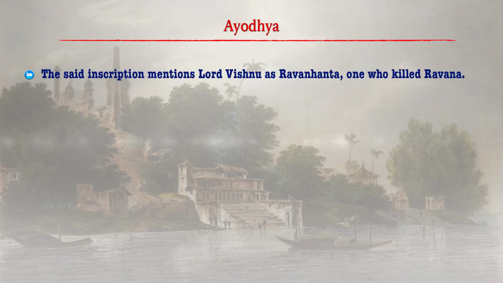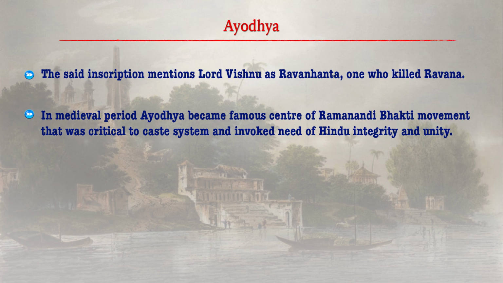Again, I will remind you that Ayodhya has been excavated, and especially the area around the structure earlier called Babri Masjid was excavated, which has yielded a great number of materials. The said inscription of the period of Govind Chandra Gahadwal mentions Lord Vishnu as Ravan Hanta, one who killed Ravana. In the medieval period, Ayodhya became a famous center of the Ramanandi Bhakti movement that was critical of the caste system, and it invoked the need of Hindu integrity and unity.